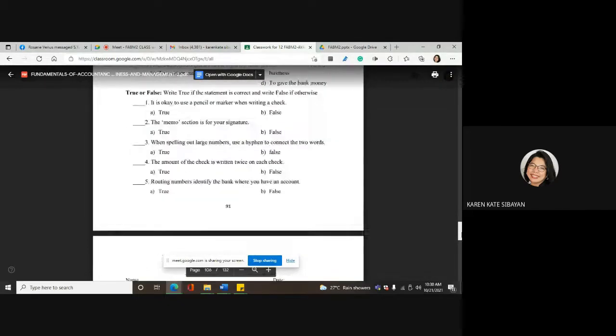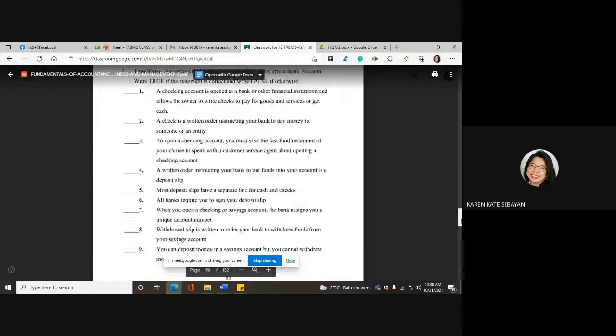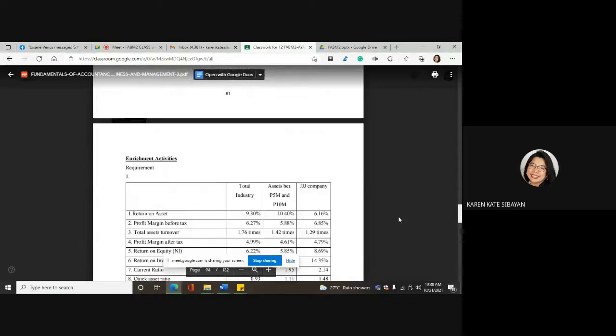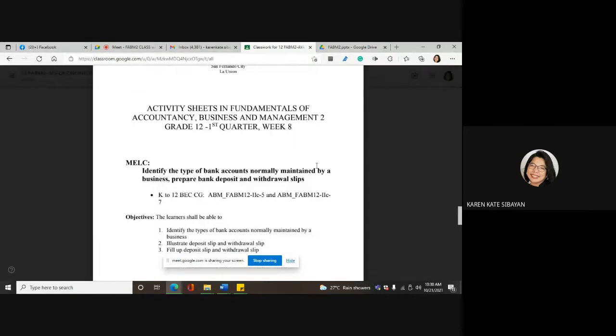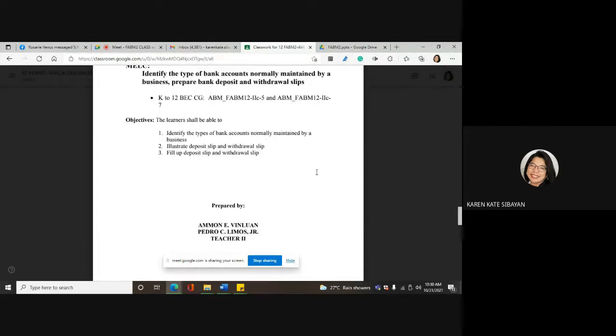Itong activities na to, yung for week 8 tsaka yung for week 9, i-discuss ko. Sige, I'll try to discuss it next week. If not next week, since yung pang next week natin, na-discuss ko na kasi, sa susunod na week na lang. Titingnan natin yung calendar din. Baka kasi mabitin tayo, class.